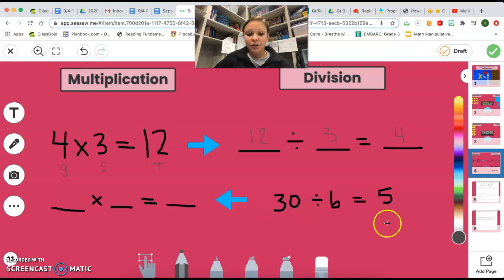Here we're given a division problem and we want to make it into a multiplication equation. We know that the big number is the total, and that goes at the end of a multiplication sentence. We're going to take the groups and multiply them by the size of the groups, and 5 times 6 equals 30. So again, we just work backwards.